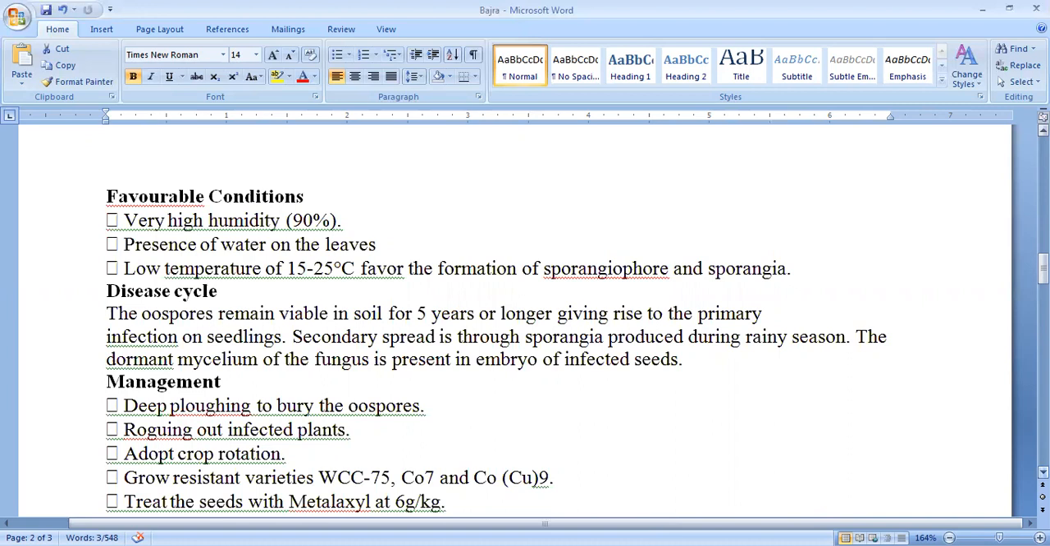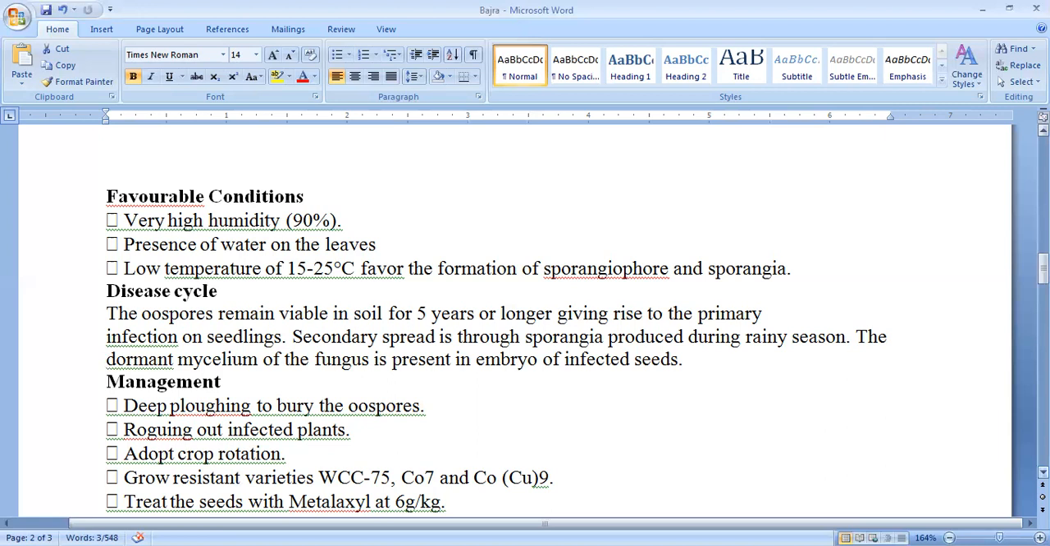Now, the disease cycle. These oospores remain in the soil for how many years? 5 years at least. It can be longer also, and they give primary infection to the seedling. Now, secondary infection is through the sporangiospores which are present on the leaves. And during the rainy season, they spread from one plant to another. This infection is systemic, so it is present in the embryo of infected seeds also and remains there in the dormant form. And when we sow the seeds, the infection starts.